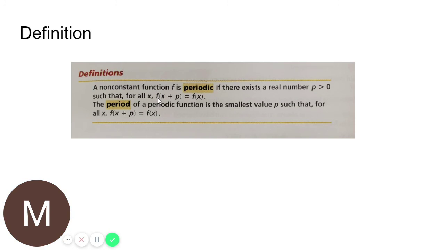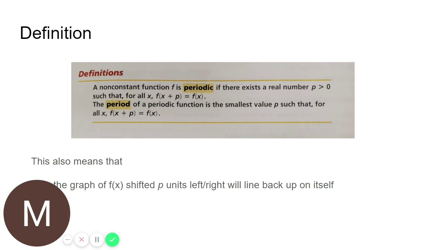Okay, so the key idea here is this right here, f of x plus p equals f of x. Essentially this means that the graph of f of x shifted p units left or right will line back up on itself, and sine and cosine are periodic functions with period 2 pi.